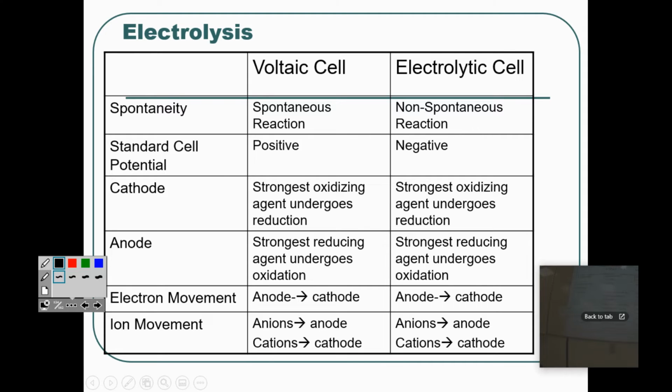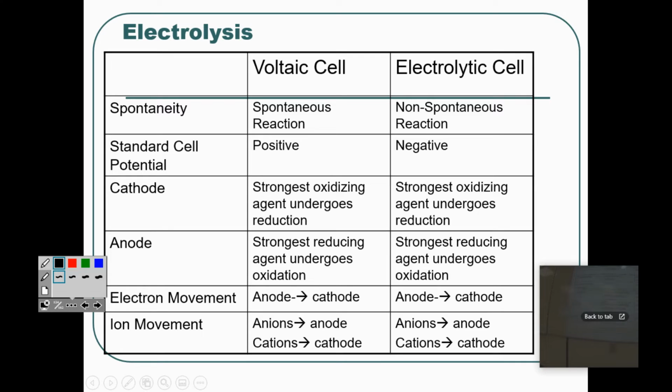Okay. The differences between voltaic and electrolytic cells. There's one, and that is it. The spontaneity and the standard cell potential. So voltaic cells are spontaneous and have a positive standard cell potential, whereas electrolytic cells are non-spontaneous and have a negative cell potential. Everything else is the same throughout.